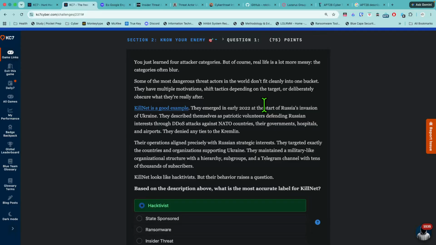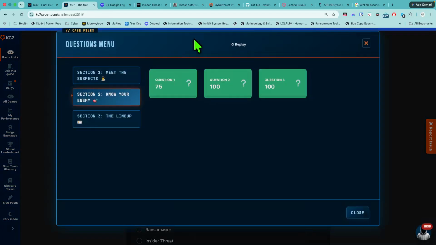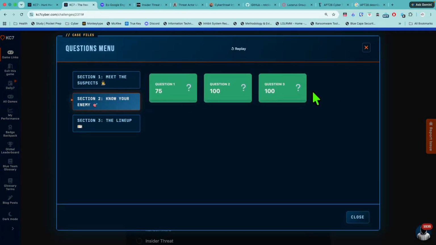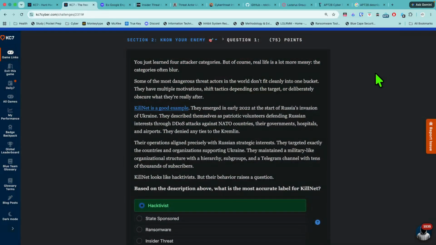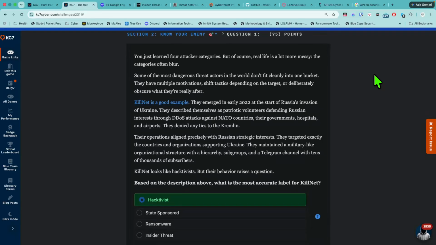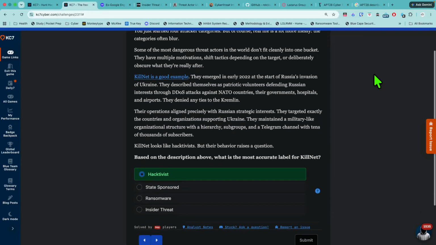All right. Section 2, know your enemy. There are 3 questions. So let's get started. All right. Question 1. You've just learned 4 attack categories, but of course, real life is a lot more messy. The categories often blur. Some of the most dangerous threat actors in the world don't fit cleanly into one bucket. They have multiple motivations, shift tactics depending on the target, or deliberately obscure what they're really after.